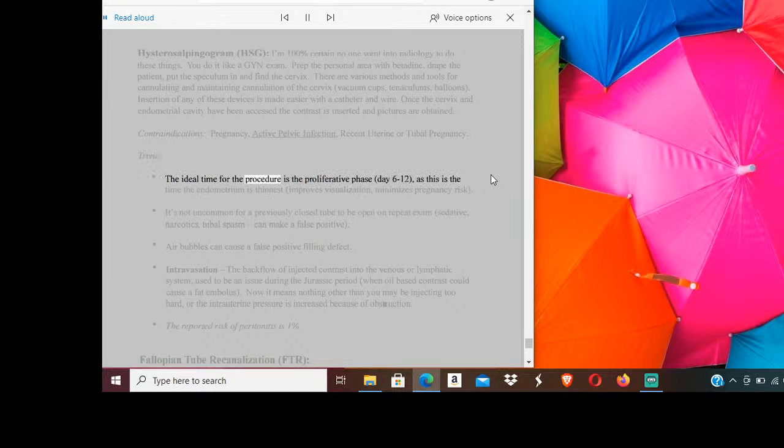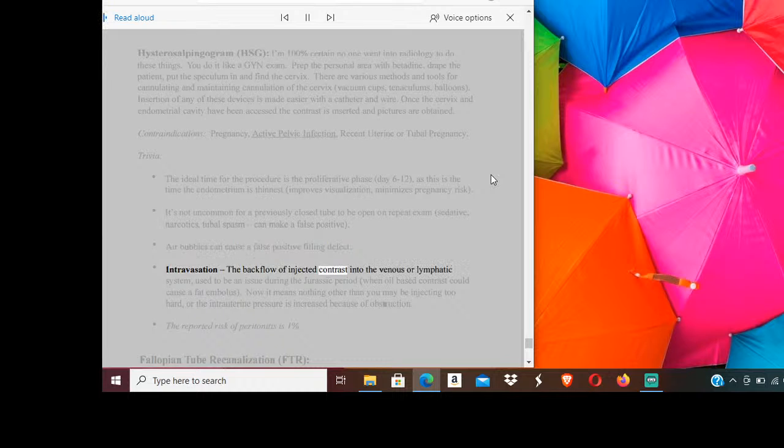The ideal time for the procedure is the proliferative phase, day 6 to 12, as this is the time the endometrium is thinnest, improves visualization, and minimizes pregnancy risk. It's not uncommon for a previously closed tube to be open on repeat exam. Sedatives, narcotics, and tubal spasm can make a false positive. Air bubbles can cause a false positive filling defect.